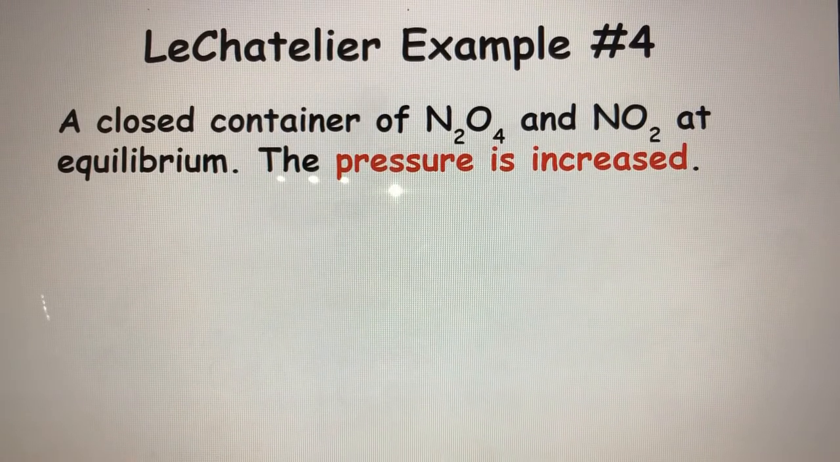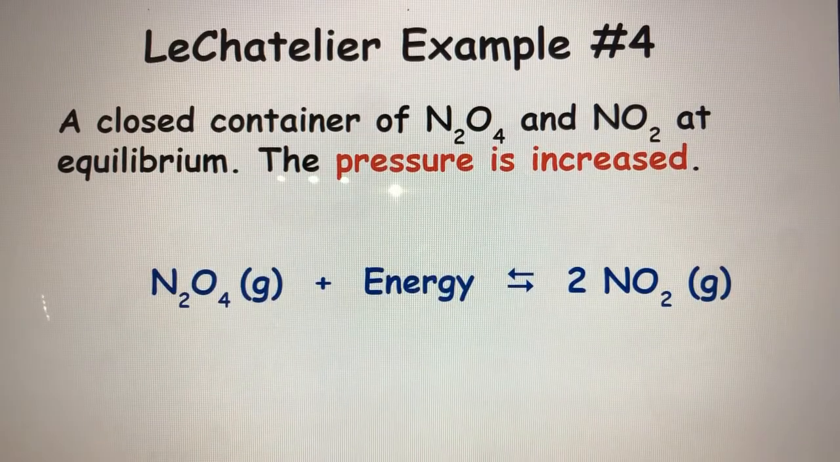Next example. A closed container of N2O4 and NO2 are at equilibrium and the pressure increases. So now we're talking about pressure. But if you notice, there is nothing in here that has anything to do with pressure. If you saw the word temperature, or if you were adding more energy, more joules, that would affect the energy. Or you would have to see something like the N2O4 or the NO2, the molecules. But we don't see anything as far as pressure here. Okay?